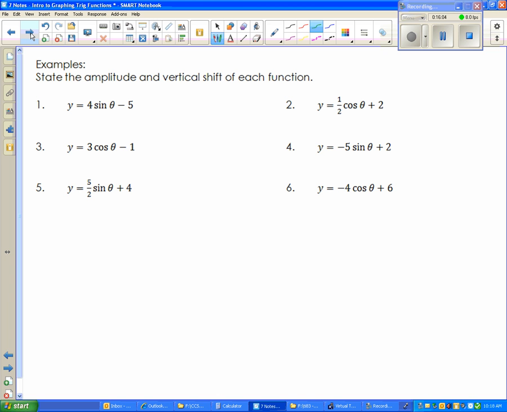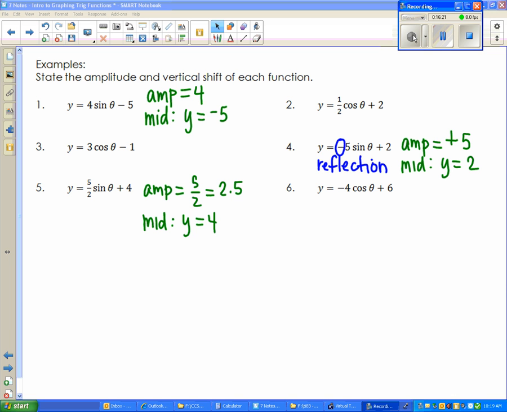What I'd like you to do is press pause and identify them for all of your sine functions. So go ahead and press pause now, and all I want you to do is identify the amplitude and the vertical shift, and also state whether or not the graph would be reflected. Okay, go ahead and check your answers.